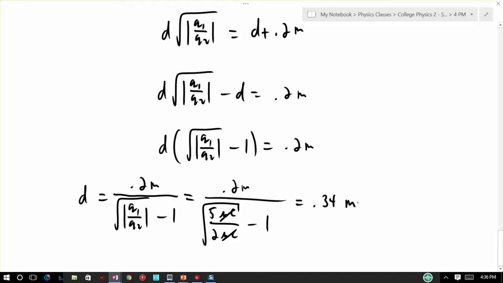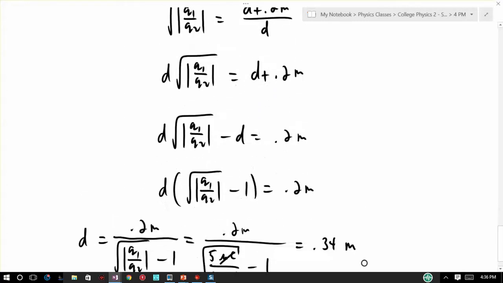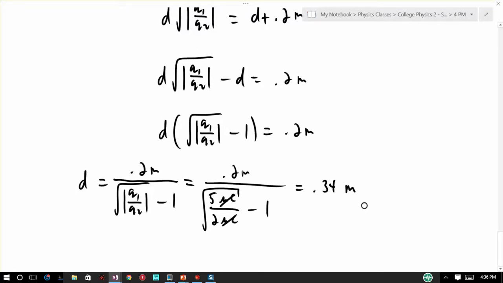Okay. So that's kind of the answer. But you probably want to specify a little bit more than this. All right, so let me explain what I'm talking about. So we just found D, which is 0.34 meters, right?